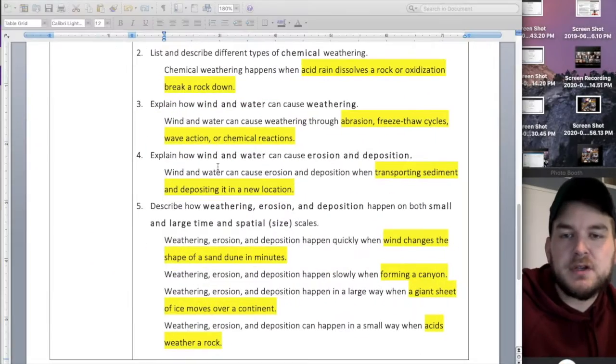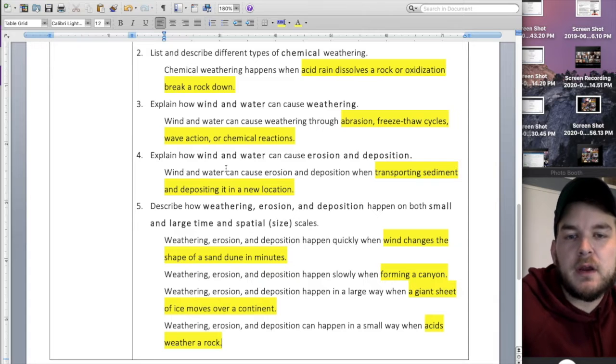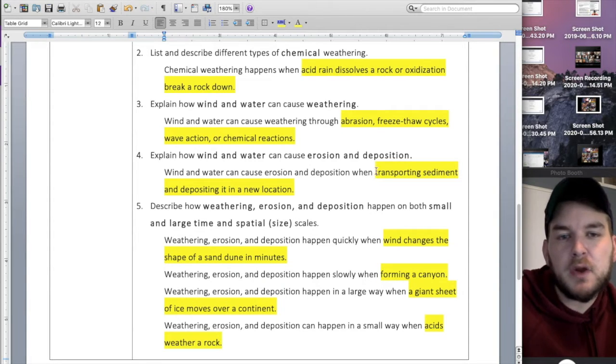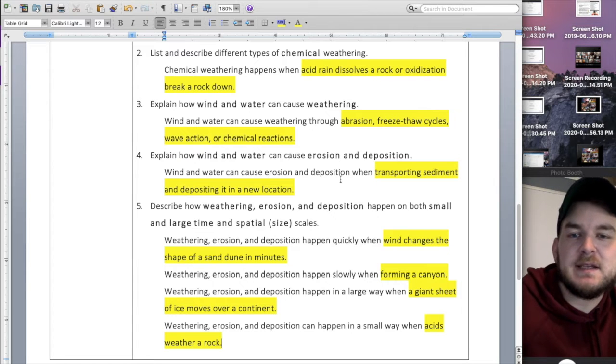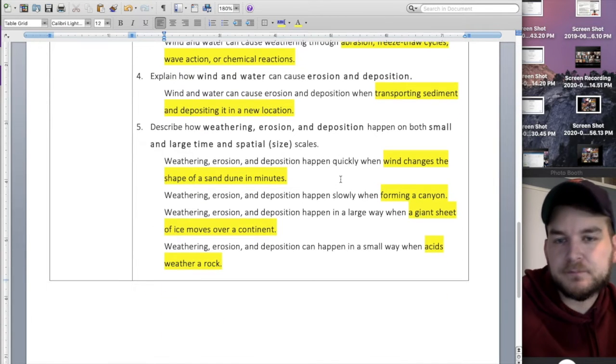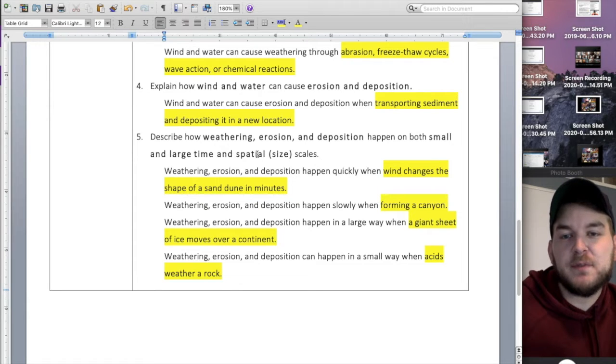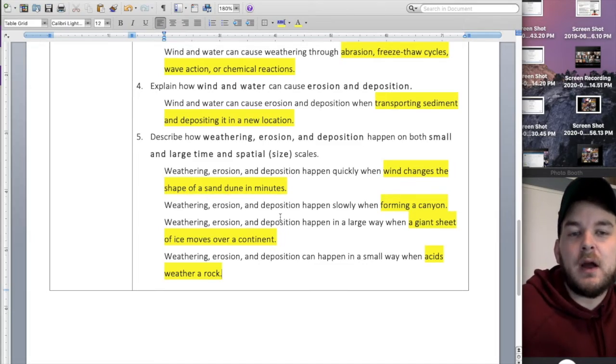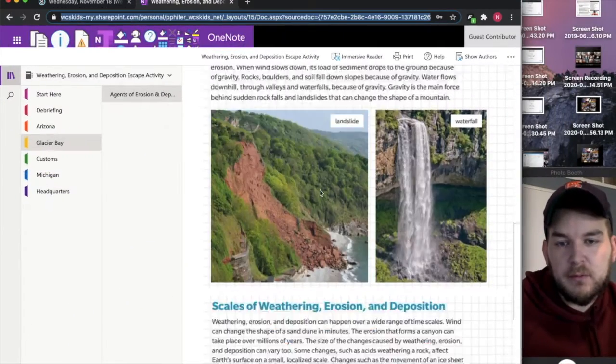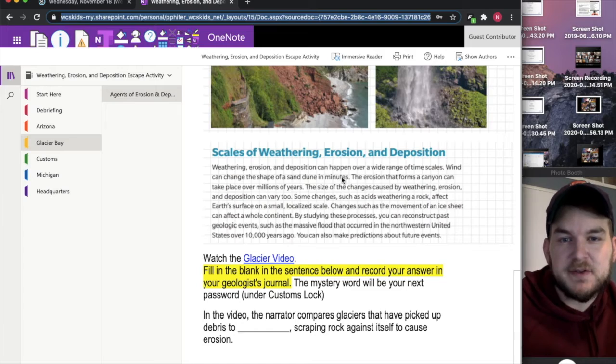So the first question was number 4, wind and water can cause erosion and deposition when, and I just pulled this right from the book, transporting sediment and depositing it in a new location. As for how weathering, erosion, and deposition can happen on both small and large time and spatial scales, I pulled this directly from this last paragraph where it said scales of weathering, erosion, and deposition. I used the examples directly from this.